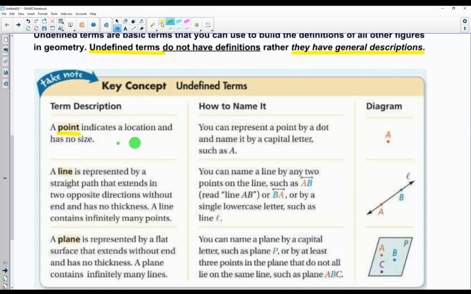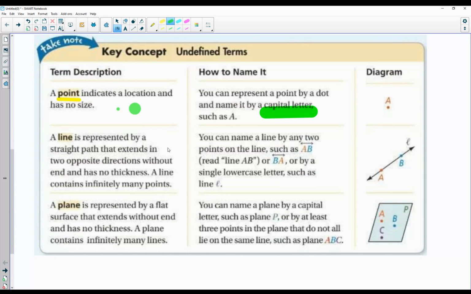In geometry and in algebra, we name points the same way. You use a capital letter. Look over here at this diagram: we have a point, and this point is named A. Again, a point doesn't have a definition, rather we describe it. A point just indicates a location and has no size.